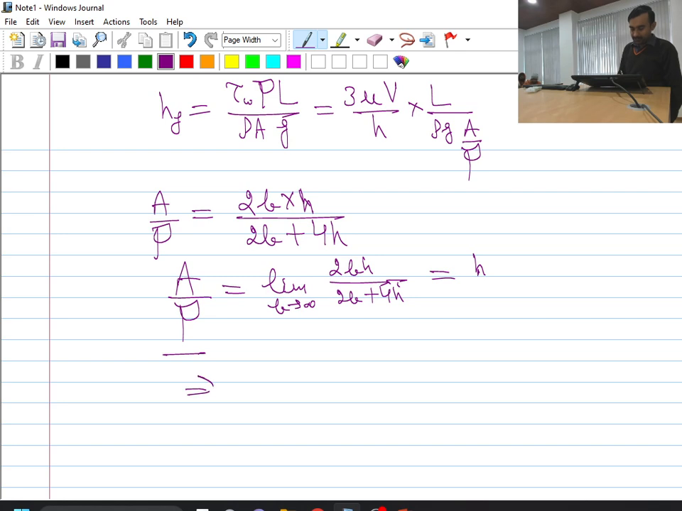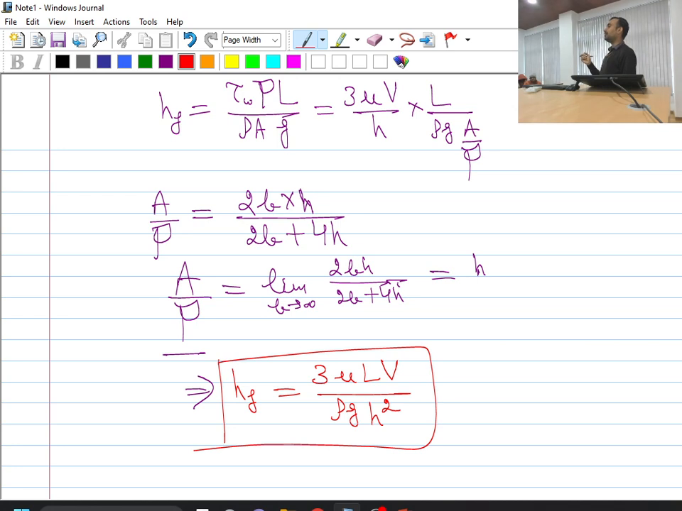Okay, so from here, I will get that HF is equal to 3 mu LV upon rho G into A by P, which is also H, so rho G into H square. So theoretically for fully developed laminar flow, head loss is equal to 3 mu LV by rho G H square, whereas for a circular duct it was equal to 32 mu LV by rho G D square. Is this one clear? For a circular duct for fully developed laminar flow, it was 32 mu LV by rho G D square, and for a non-circular duct, particularly having a rectangular cross section, I can say that it is equal to 3 mu LV by rho G into H square.